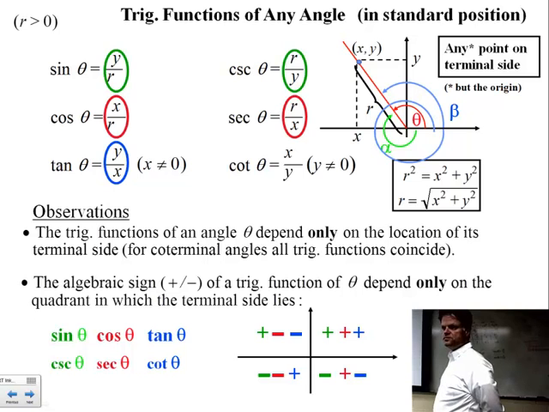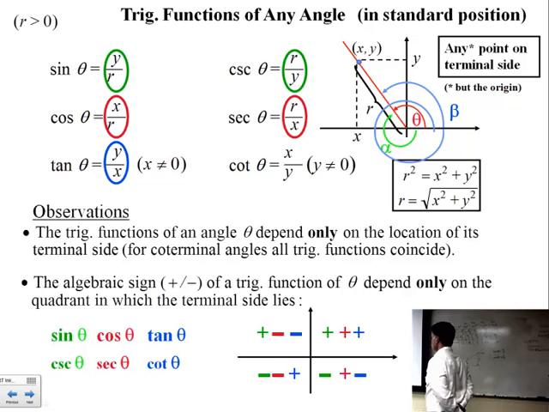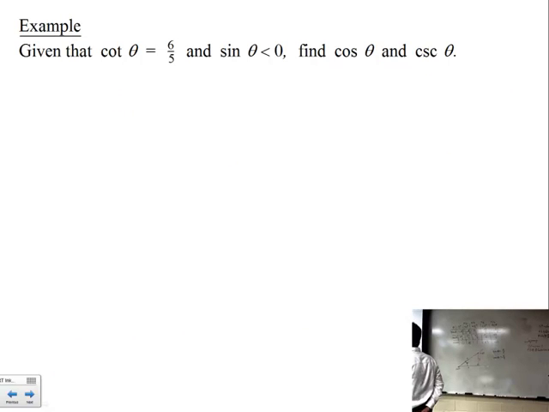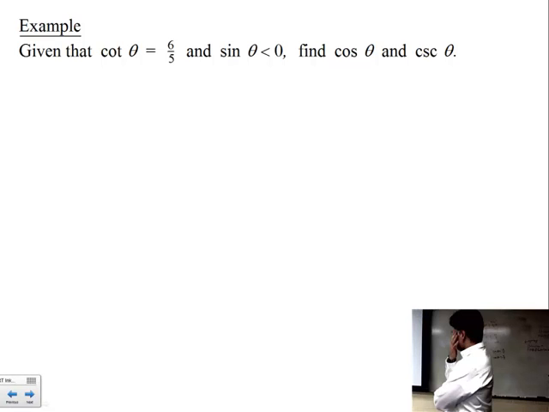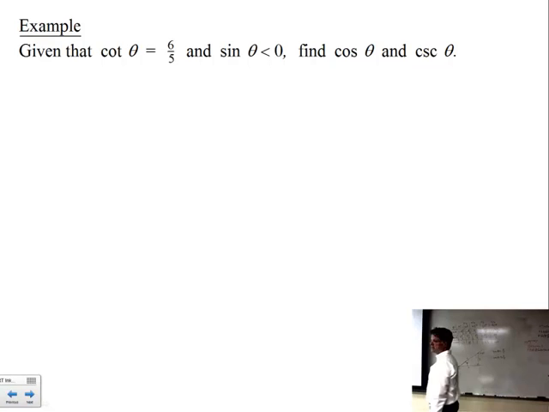All right, so now we're going to do what we did before with acute angles. We're going to try to do this now with arbitrary angles. So let's do an example. Suppose the cotangent of theta is 6/5. Now, with an acute angle, that was enough to determine everything else, but now it's not. We need another piece of information. We'll take that the sine is negative. So cotangent of theta is 6/5, and the sine is negative. Find cosine of theta and cosecant of theta.